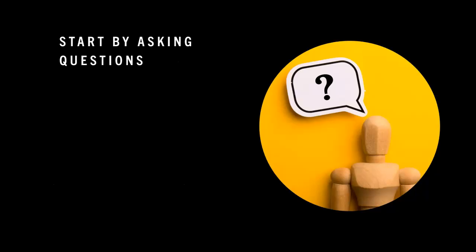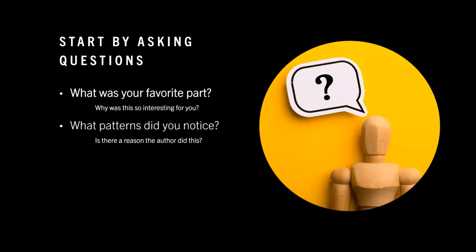Now, one good way to start a literary analysis is by asking yourself a series of questions. One question could be, what is your favorite part? Why was this thing so interesting to you? If it's something that you found particularly interesting, it's probably got something there you could write about. So you could analyze, why did the author choose to do this particular thing? What was the point of that? Why is that important in terms of our ability to understand and feel?